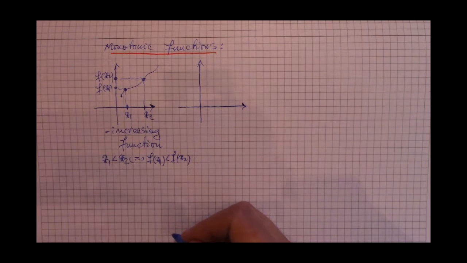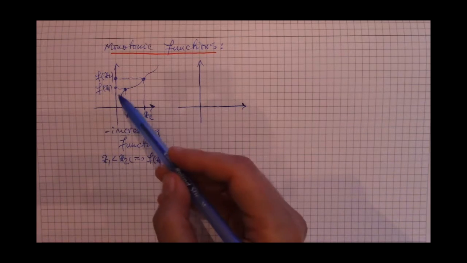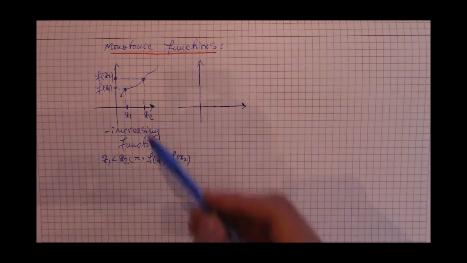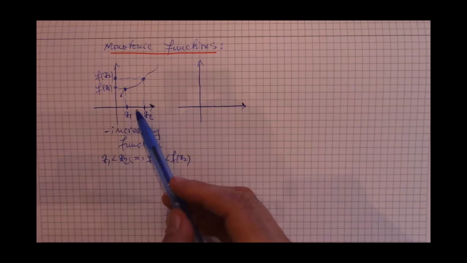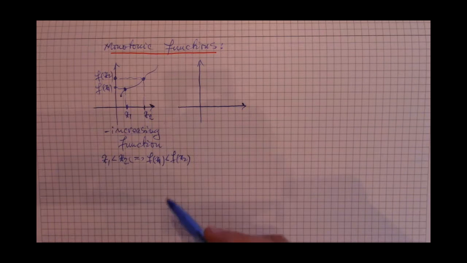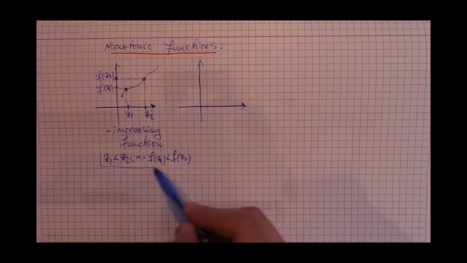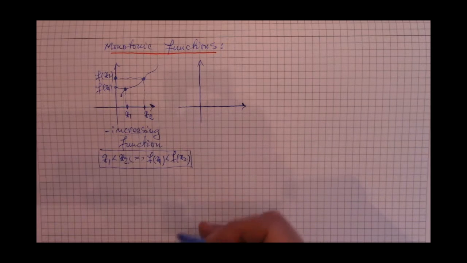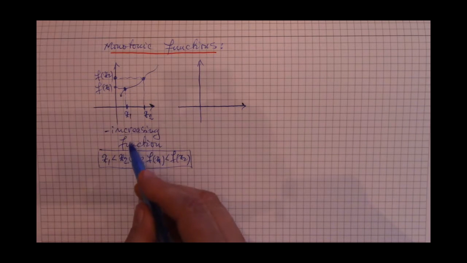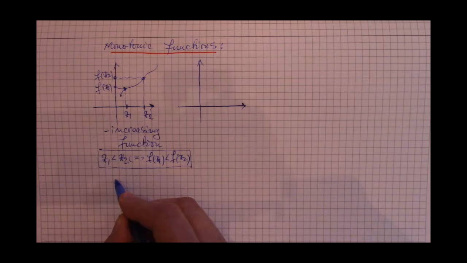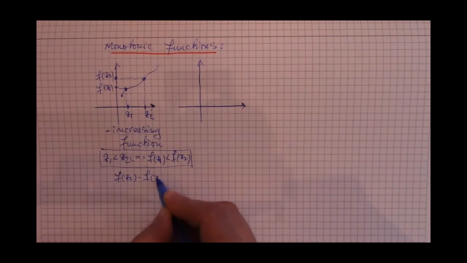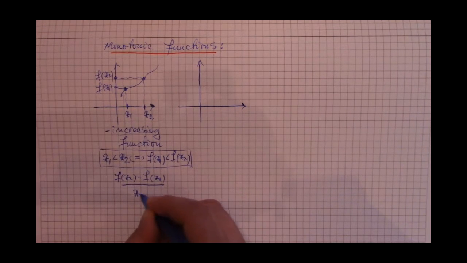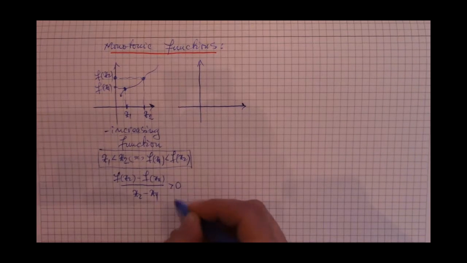So this is the math that we write for this intuitive idea of the graph of the function going up as we go from left to right. But there is actually a much better way of expressing this idea, which is very useful in calculus. We say that the function is an increasing function if and only if the ratio f of x2 minus f of x1 over x2 minus x1 is positive.